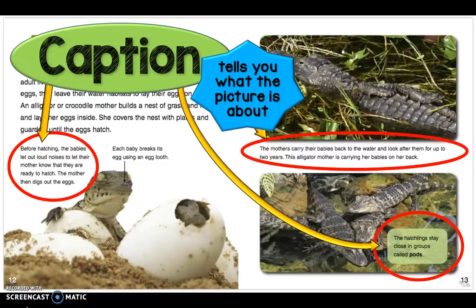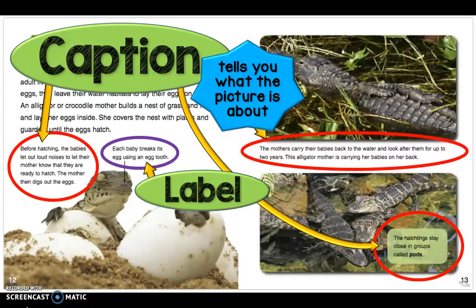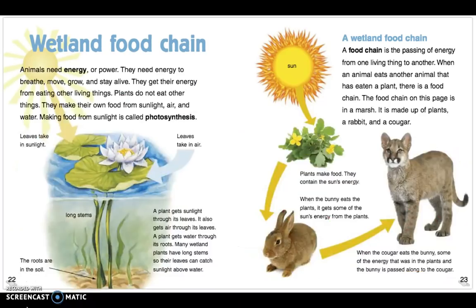There is another set of words that kind of looks like a caption, but it's actually a label for that picture. Do you see that arrow pointing to the tip of that alligator's nose? That says each baby breaks its egg using an egg tooth. So that's a label pointing at the alligator's egg tooth. A label identifies the part of the picture. So that is the alligator's egg tooth.